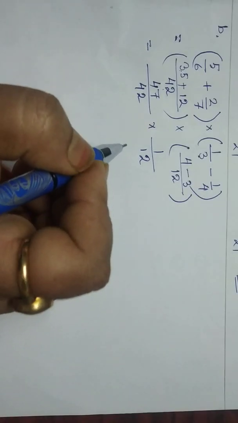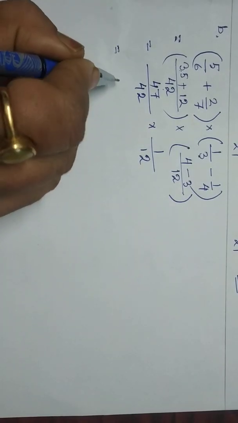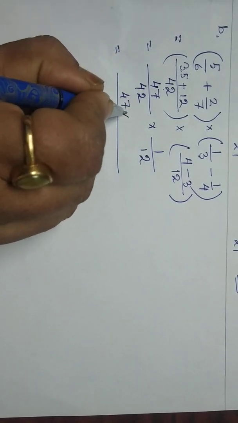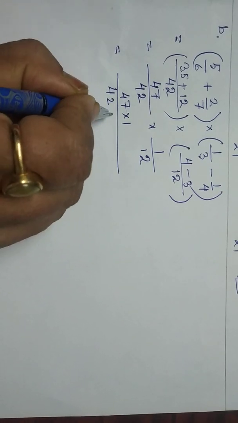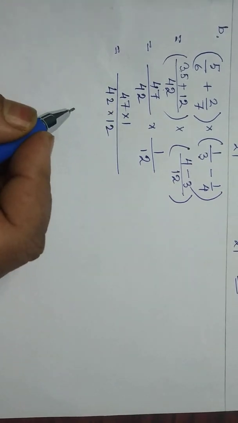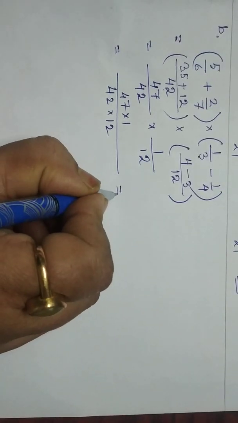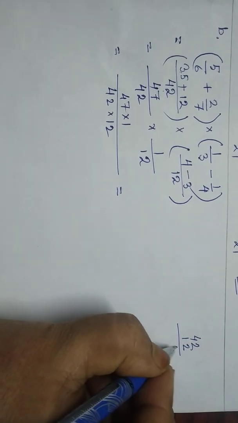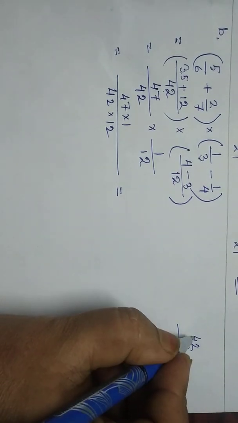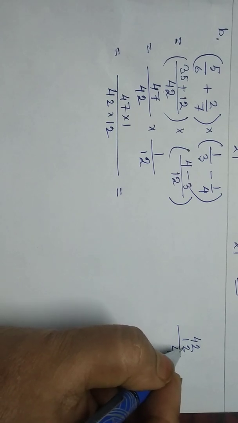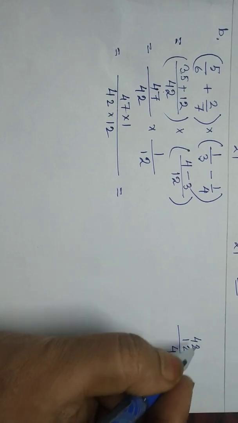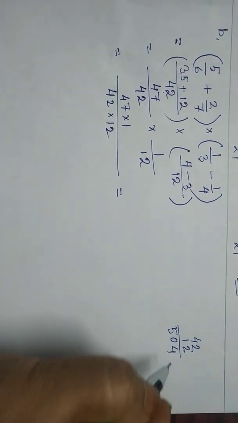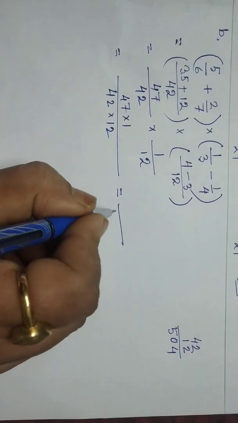Now when we multiply fractions, then numerator into numerator, denominator into denominator. That means 47 into 1 and 42 into 12. Now if we multiply 42 by 12: 12 2s are 24, 2 carry, 12 4s are 48, 48 plus 2 is equal to 50. That means 504.